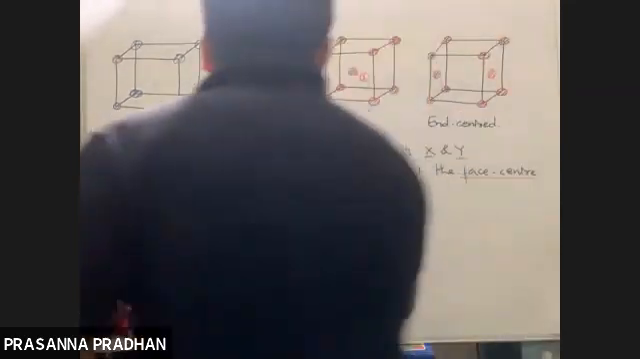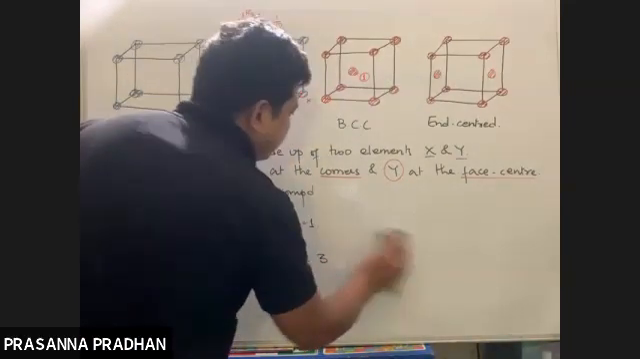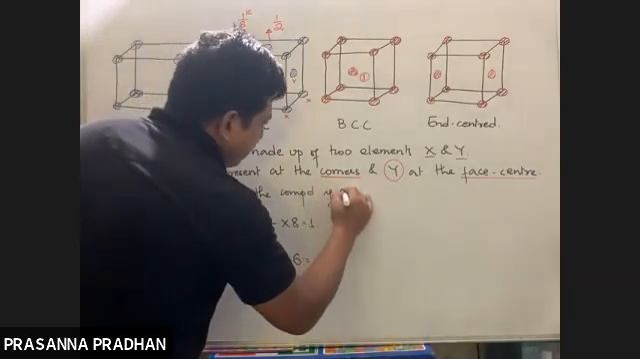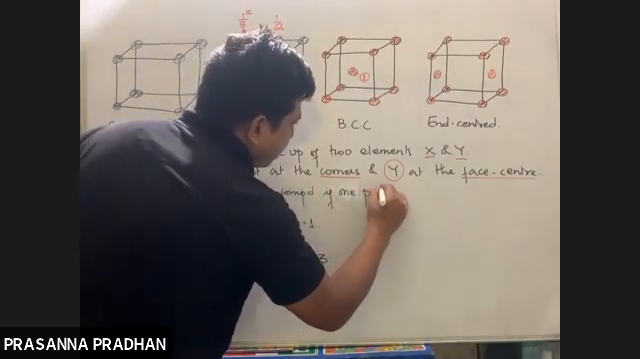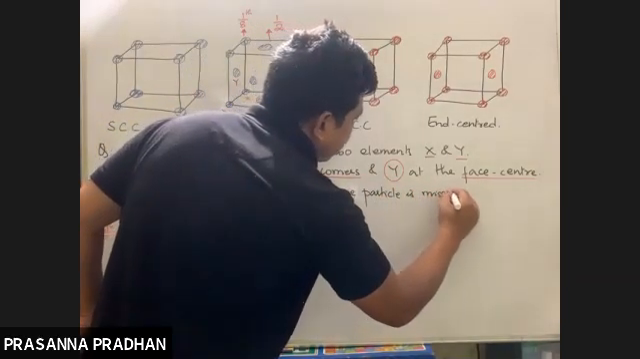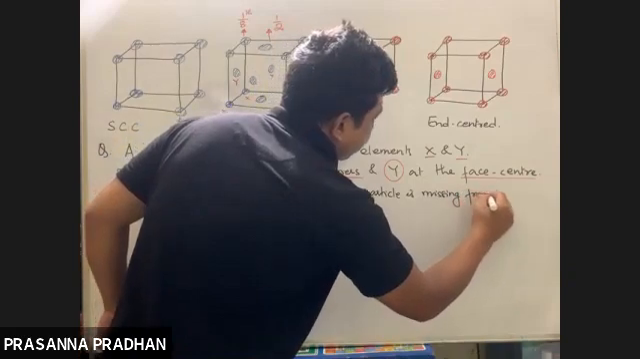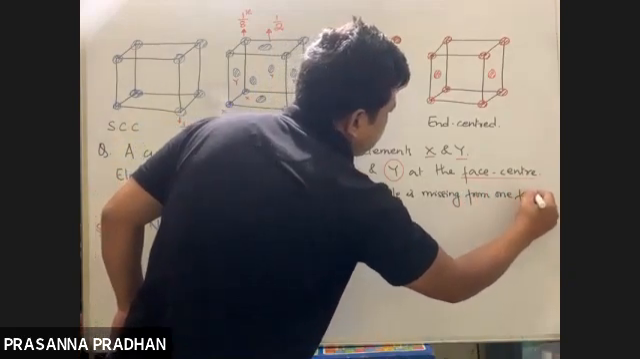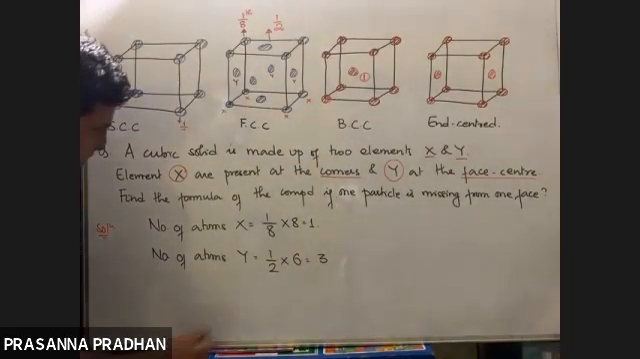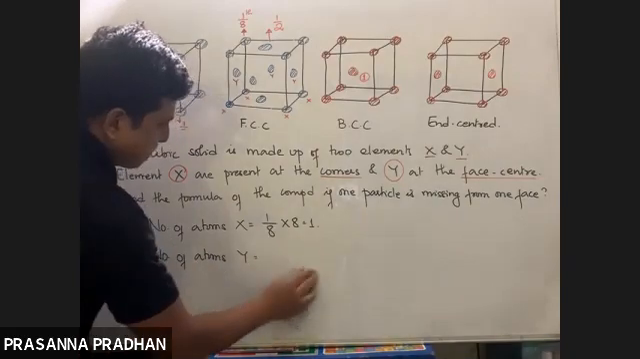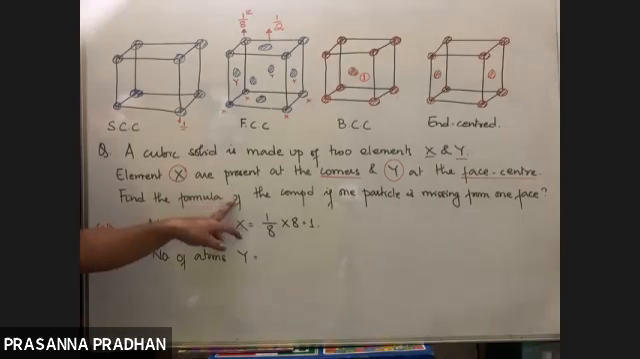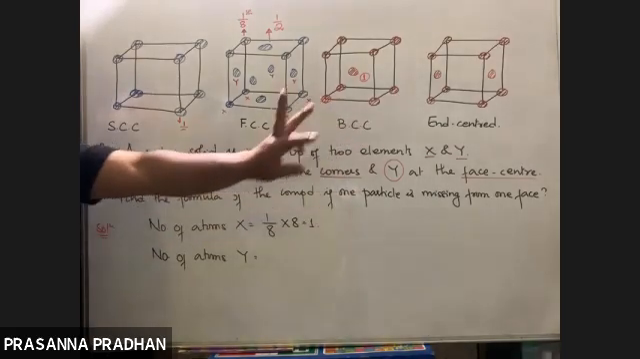Okay. So, find the formula of the compound if one particle is missing from one of the faces. How will you do it then? So I have just added this line: find the formula of the compound if one particle is missing from one face.